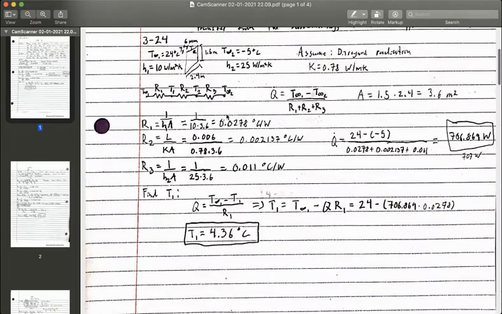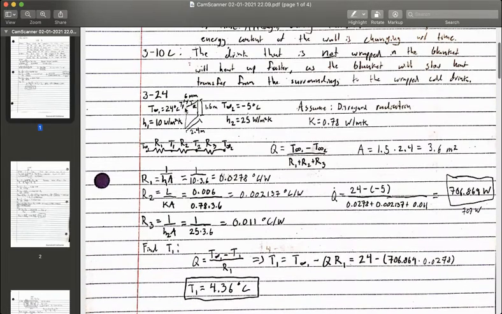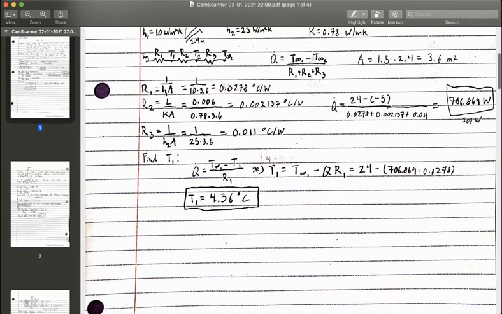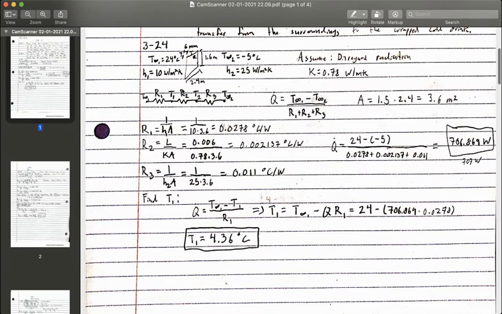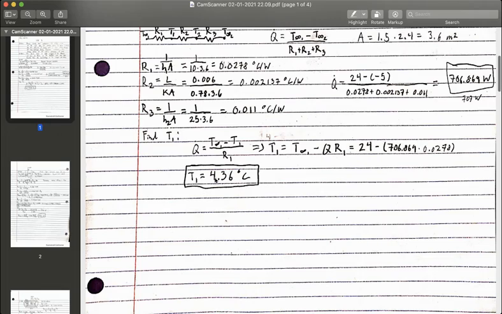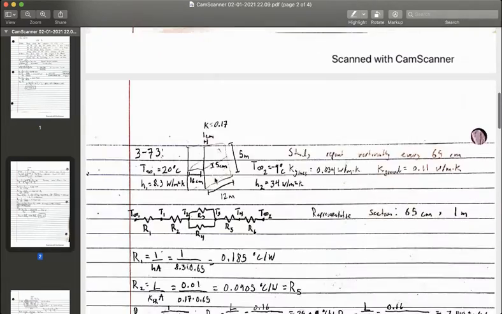And then it wants us to find the temperature at the inner point of the window as well. So I have that marked as T1. And we can do that by, instead of doing the overall heat transfer, we just focus on this part here. So just the temperature gradient from the ambient inside to the inner surface of the window over the one resistance there, the convective resistance. And we find that the inner temperature of the window should be about 4.36 degrees Celsius.